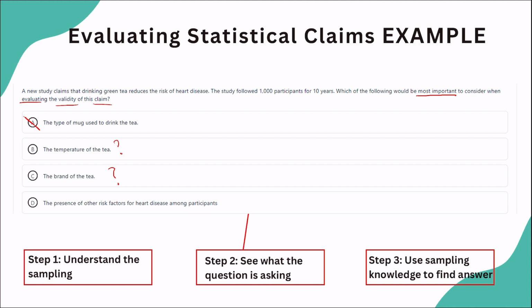Choice D, the presence of other risk factors for heart disease among participants. Well, this one seems really important because if we know other risk factors for heart disease, this will definitely affect how our study is done, and knowing this will affect how we conclude on whether we reduced heart disease or not. And so this one seems very important to me. I think D is correct, and these two seem less important. And D is correct because it's the most important, even though the other ones could matter. So D is a correct answer.